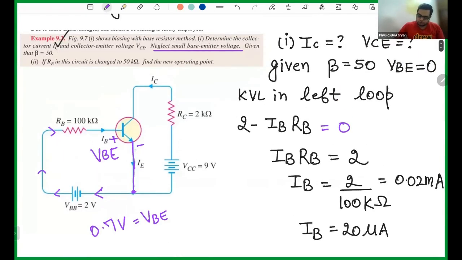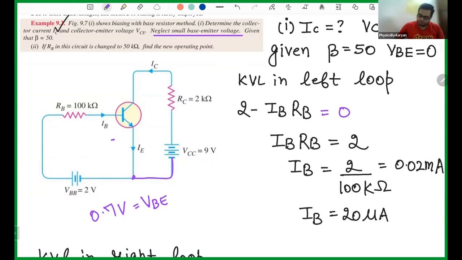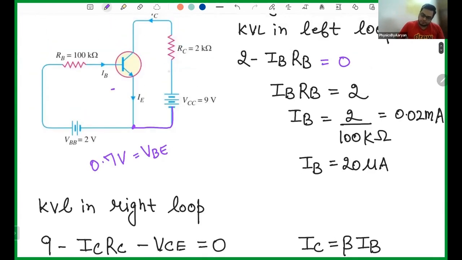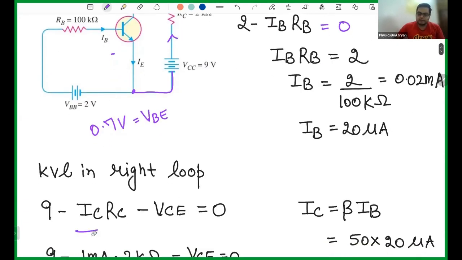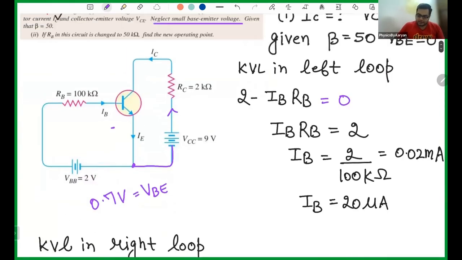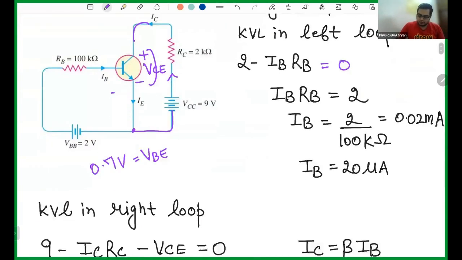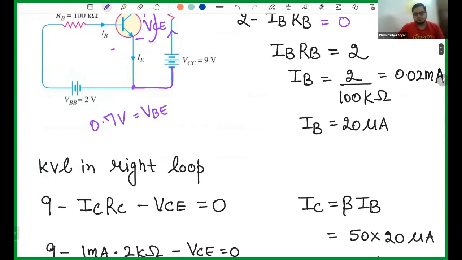Now let's do the Kirchhoff voltage law, but now I will apply it in the right loop. Let's begin from here. I'm going from here to here. Again, I see the negative first, so I have to use positive. So I will write plus 9. Then I go up, moving in the same direction as current. You can clearly see here, IC into RC. But I'm going in the direction of current, so I have to put a negative sign: minus IC into RC. Then I reach here, and there is positive here and negative here, and the voltage between them is VCE. Now I'm jumping from positive to negative, so I will apply minus VCE equals to 0.